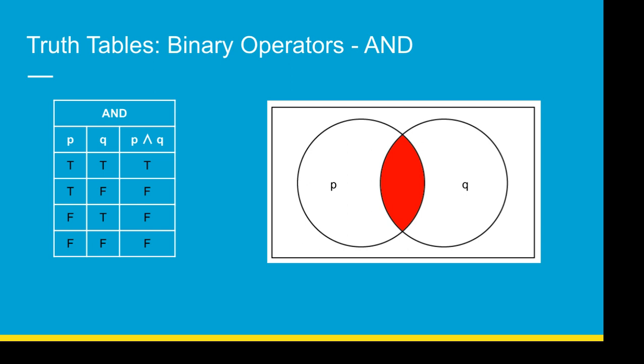Okay? So for and, if you look at the Venn diagram, it's where they overlap. It's where P is true and Q is true. Where we have both P and Q, then and is true. In the truth table, we can see that there's only a truth for and when both P and Q are true. In every other case, P and Q is false. Does that make sense? Stop me at any point if it gets confusing or you have questions.